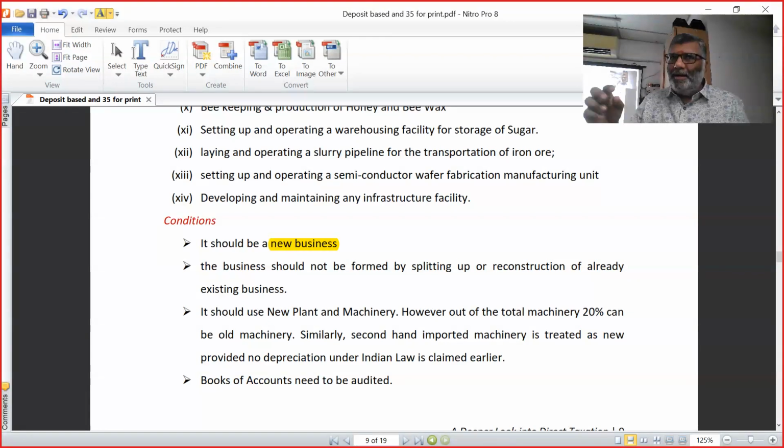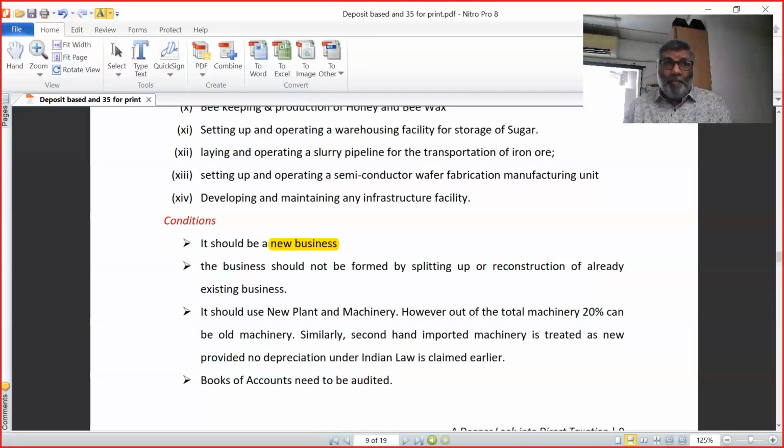So, a company started 20 years before. Shakti Sugars Limited, 100 years have come, and now only 35AD has come, so they bring a new Shakti Sugars. That is not my intention. It should not be formed by splitting up of an existing undertaking, demerger.